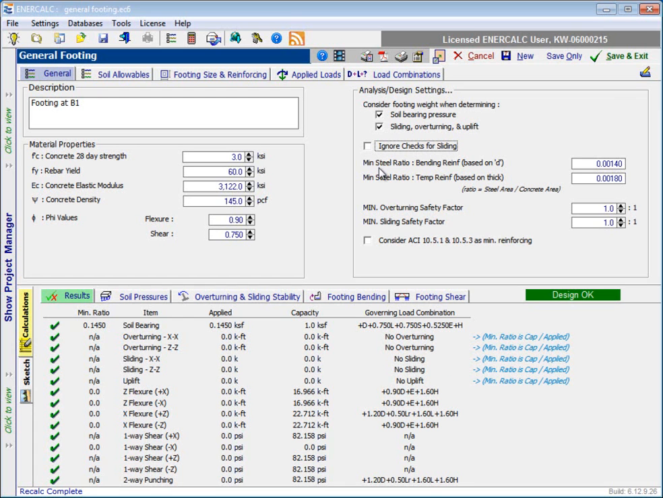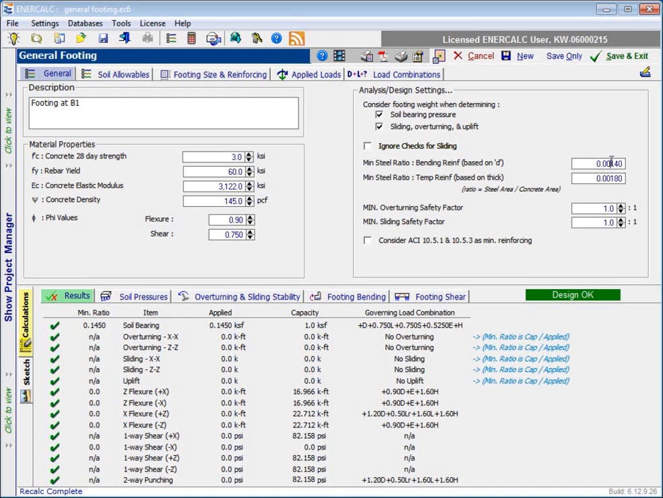Moving down, we have a couple different options for specifying minimum steel ratios. There's an item here where you have the option, if you so choose, to provide a ratio that will be used for a minimum steel value, and this one, as indicated, will be based on the D dimension, in other words, the footing thickness minus the calculated clear cover at the bottom. The other item is one that is specifically keyed into the ratios that are provided in the current code for temperature and shrinkage, and it will be based on the entire thickness of the footing.